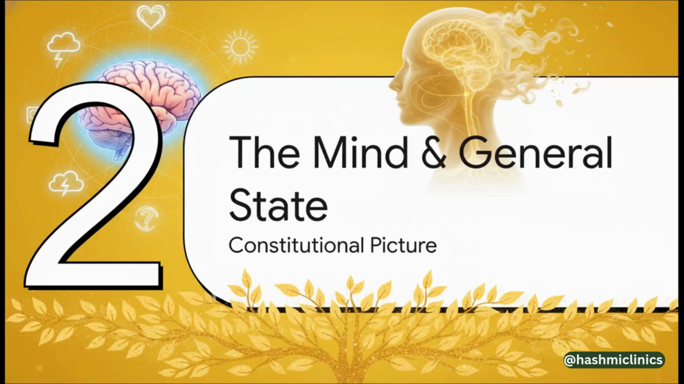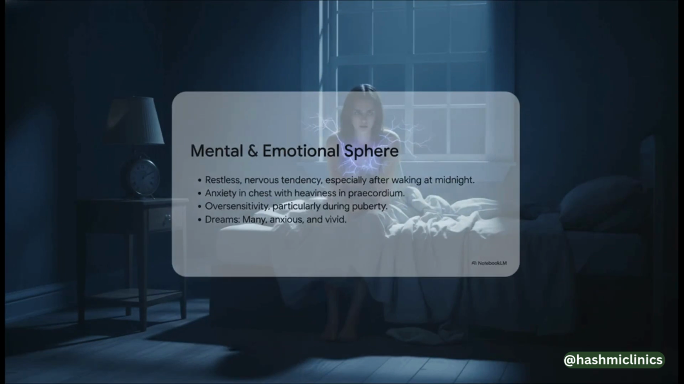Okay, now that we've got the essence, let's move to the constitutional picture and see how this remedy actually shows up on a mental and general level. Now, pay close attention to the powerful time modality here. There's a marked aggravation of symptoms, especially that mental restlessness and anxiety, right upon waking around midnight. That is a grade 1 guiding symptom for this remedy. And that oversensitivity during puberty just reinforces the connection to those hormonal-driven skin problems we already noted.